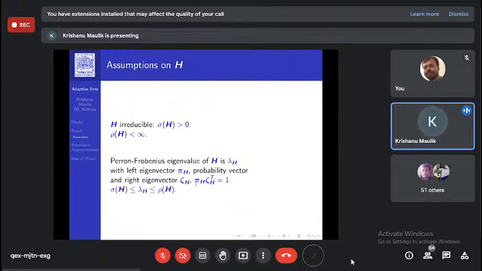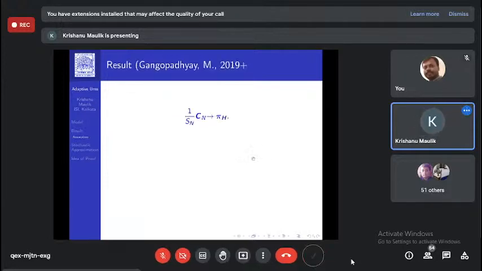And under those assumptions, you can also check from Perron-Frobenius theory that lambda h, the Perron-Frobenius eigenvalue, will lie between the minimum absolute row sum and maximum absolute row sum. Our result will involve lambda h as well as, as you already saw, this pi h. When things are balanced, this lambda h is 1. That's why in Bai-Hu's result, we only had pi h and no lambda h.